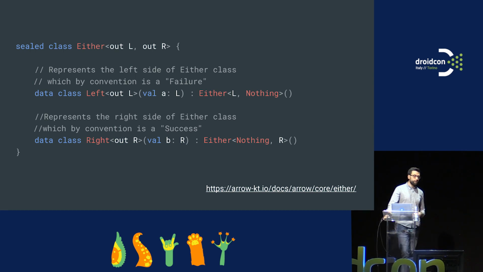Basically, Either is very useful for us in this case because it is going to represent two paths, like a happy path and a failure path, a success or a failure. And this is going to help us model our data and properly explain what paths our application and our screen are going to follow. We have a left and we have a right. By convention, the left is used to describe a failure and the right is used to describe a success.